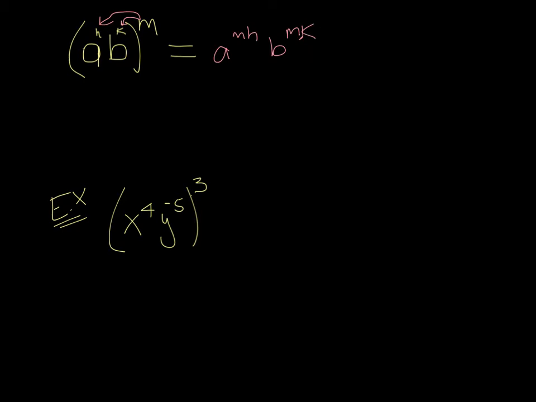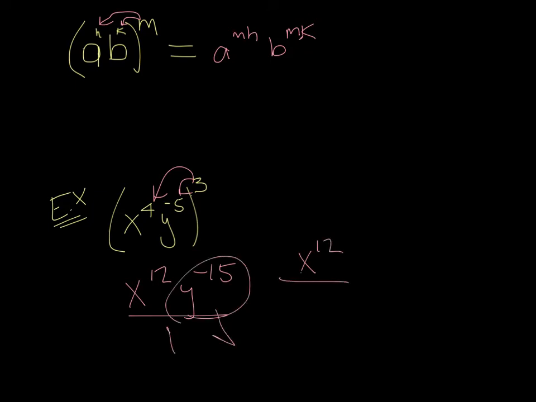If we have x to the fourth, y to the negative fifth in parentheses, all raised to the third, that 3 is going to distribute, and when it does so, it's going to multiply by those exponents. We're going to get x to the 12, y to the negative 15. Of course, we don't want to leave any negative exponents in our final answer, so we're going to rewrite that as x to the 12th, and this y to the negative 15th is going to move to the bottom and become y to the positive 15th. So that's your final answer.